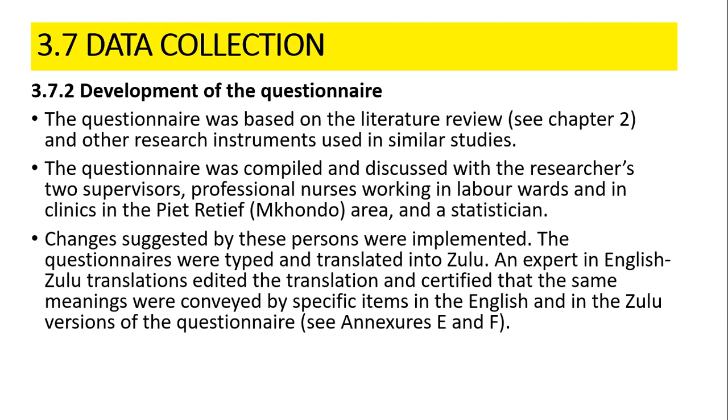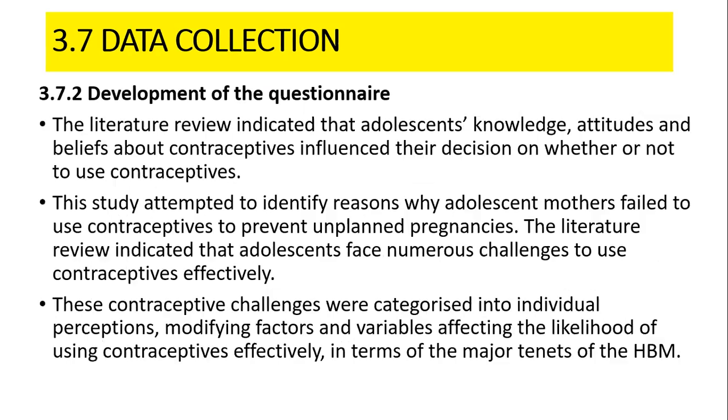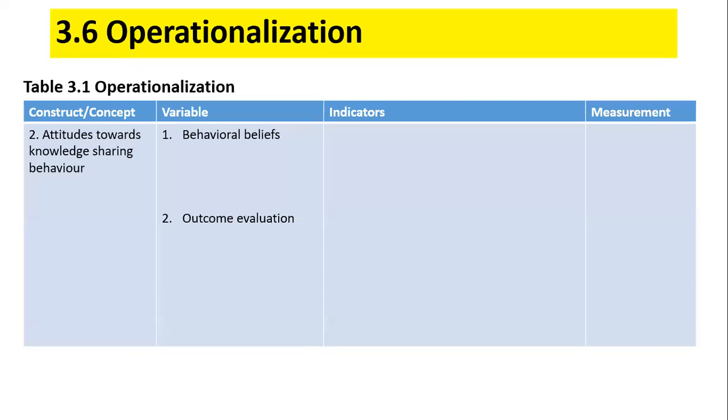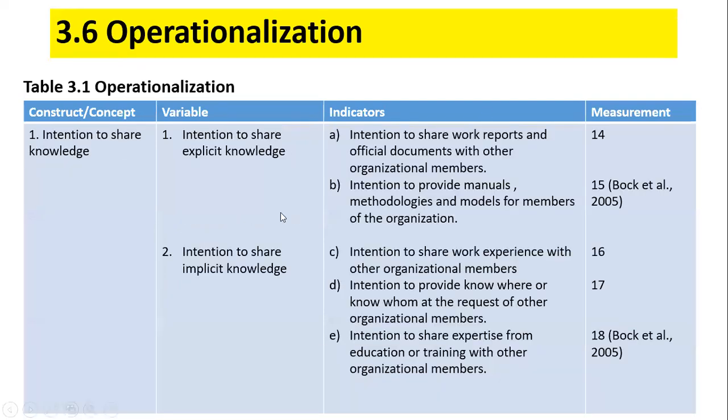You can copy and paste if there are similar items from other researchers, but you have to give proper acknowledgement. That is what is mentioned here in this research: under indicator B, question number 15 is from Book et al. and question number 18 is from Book et al. You can take questions from other researchers' questionnaires. You can directly cut and paste, but you have to mention who the researcher is and the year.